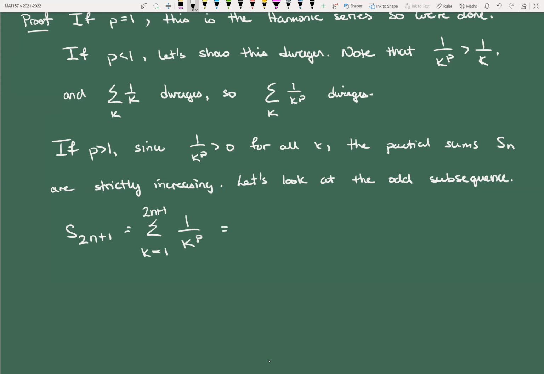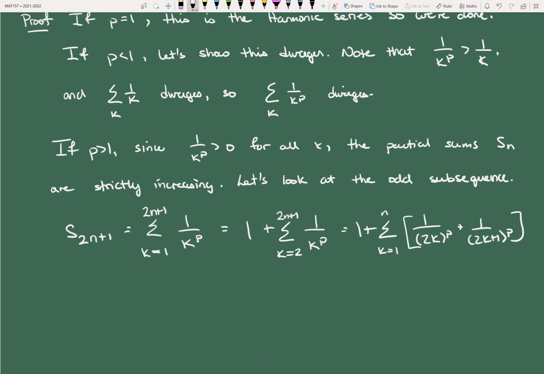Okay, so I'm going to pull out the k equals 1 term. And then I'm going to do a dirty little trick here. The reason I want the odd term is because I want to be able to group together adjacent things. So I'm going to rewrite this now as the sum from k equals 1 to n of 1 over (2k) to the p plus 1 over (2k plus 1) to the p, right?